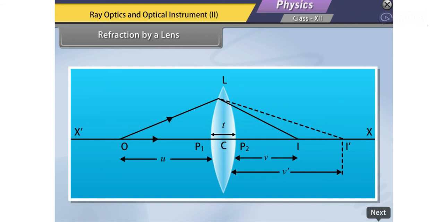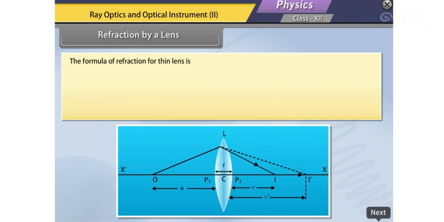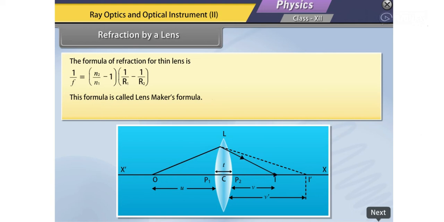The distance of O from pole P1 is u. The first refracting surface forms the image of O at I' at a distance v' from P1. The image I' acts as a virtual object for the second surface, and after refraction at the second surface, the final image is formed at I. The formula of refraction for thin lens is given here. This formula is called lens maker's formula. This formula also holds for concave lens.